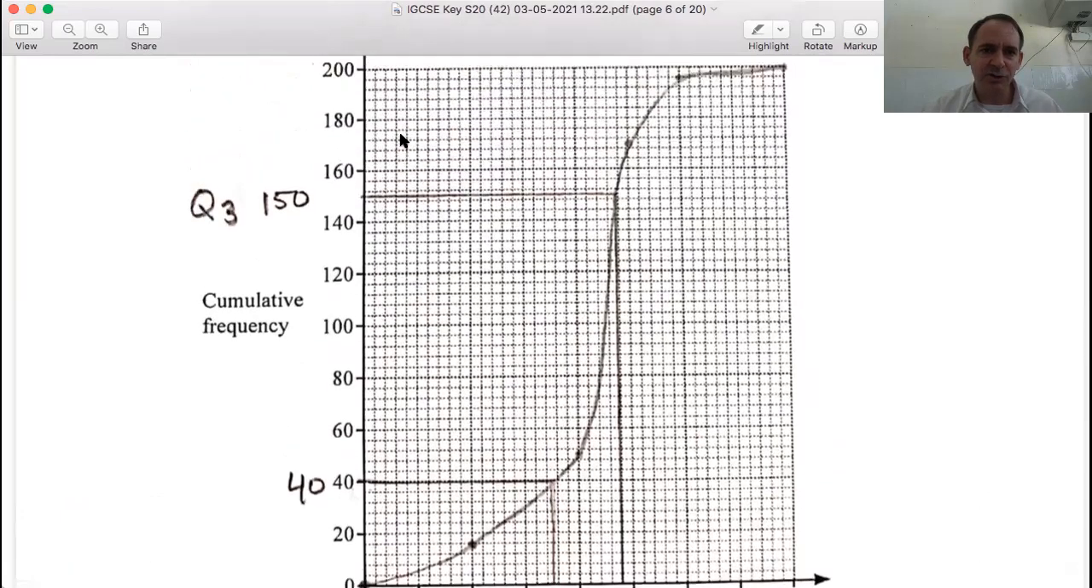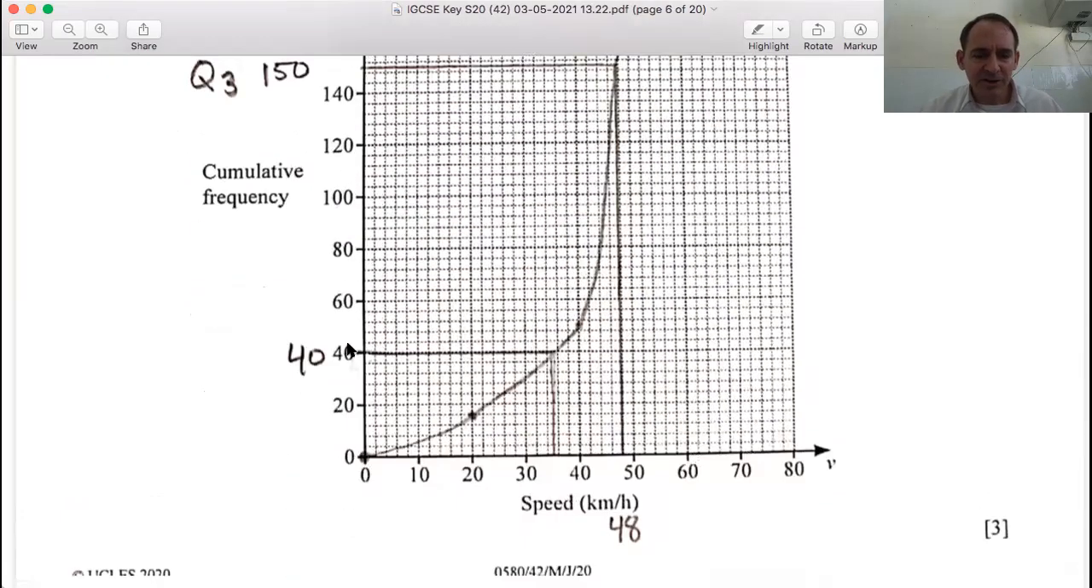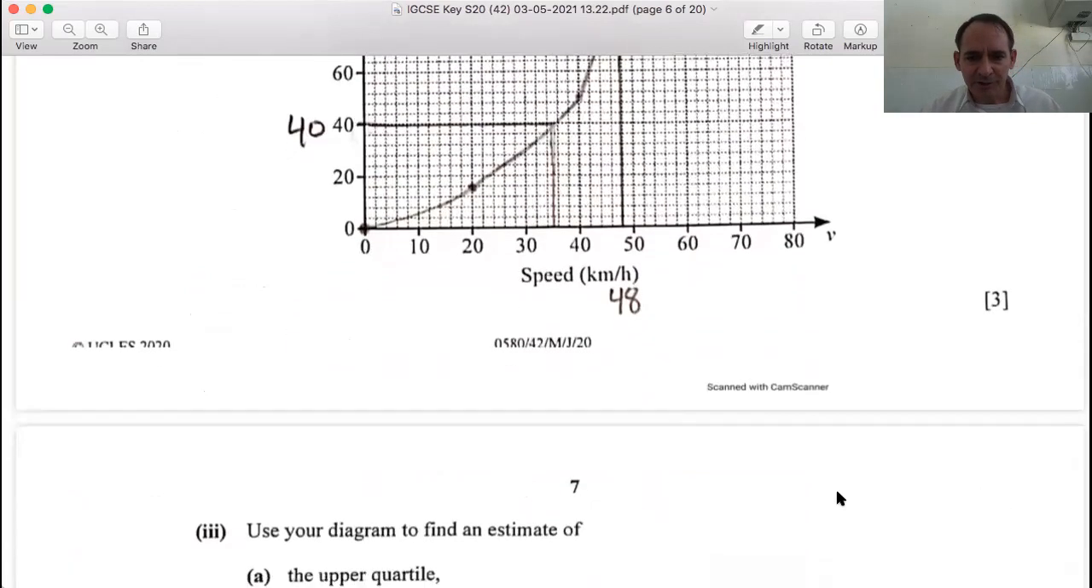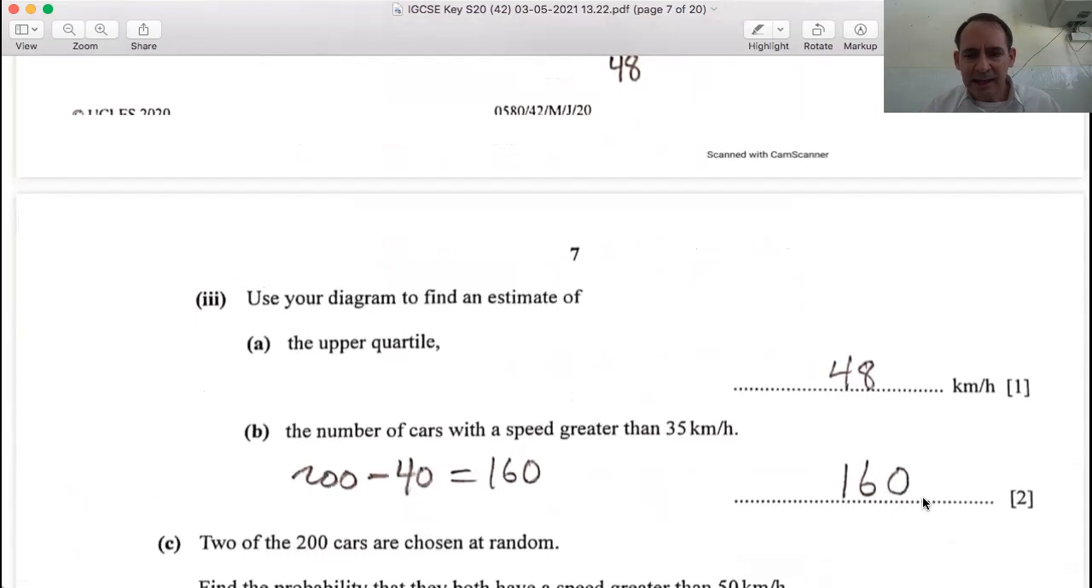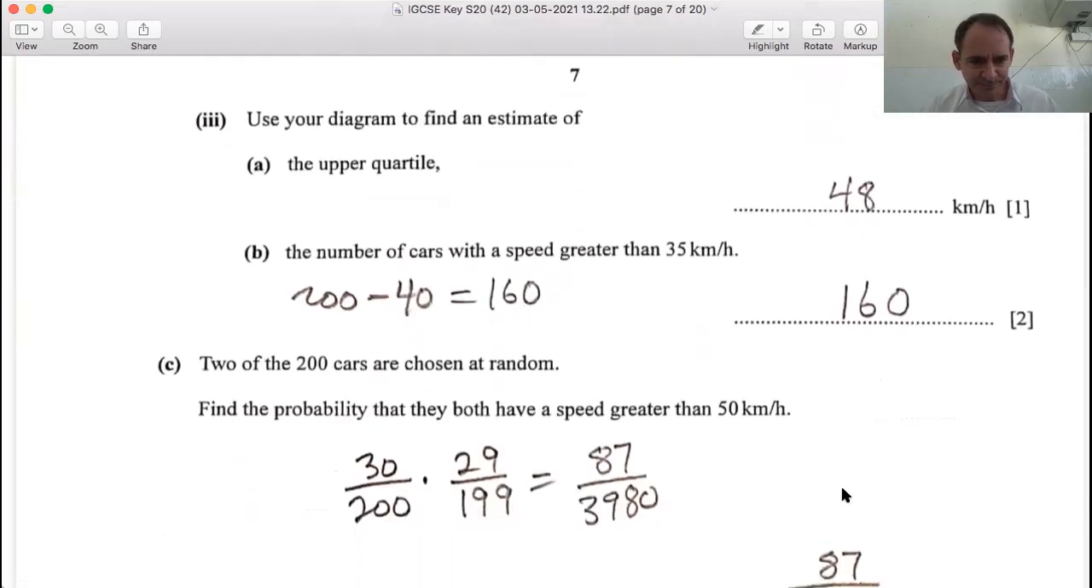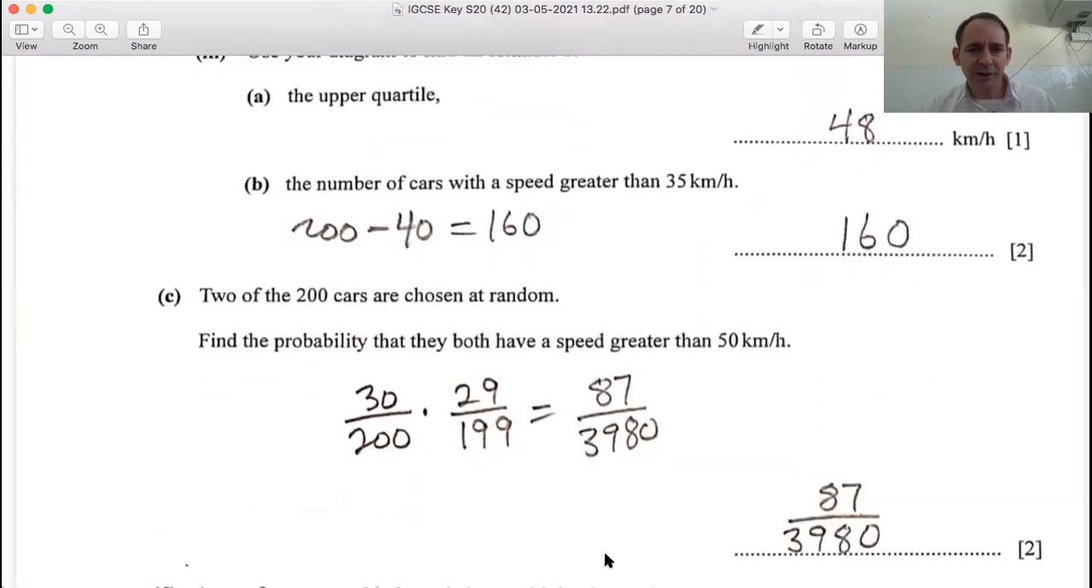So we're going to take 200 minus the 40 to get the number in between. And we'll see that there were 160 cars with a speed greater than 35 kilometers per hour. 2 of the 200 cars are chosen at random. Find the probability that they both have a speed greater than 50.